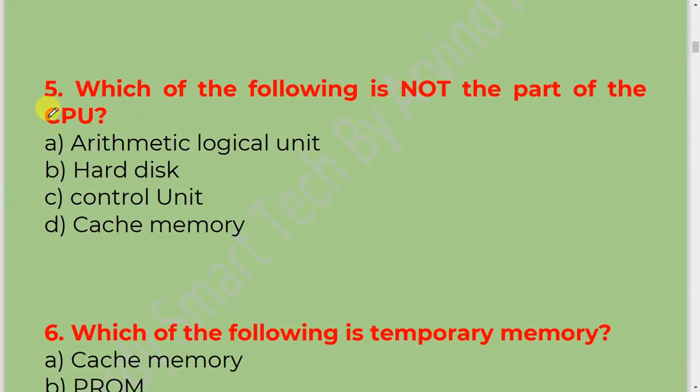Question number 5. Which of the following is not the part of the CPU? Option A arithmetic logic unit, B hard disk, C control unit, D cache memory. And correct answer is option B hard disk. Hard disk is not part of CPU because it is secondary memory.